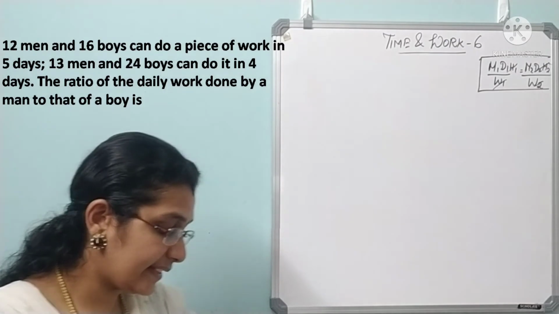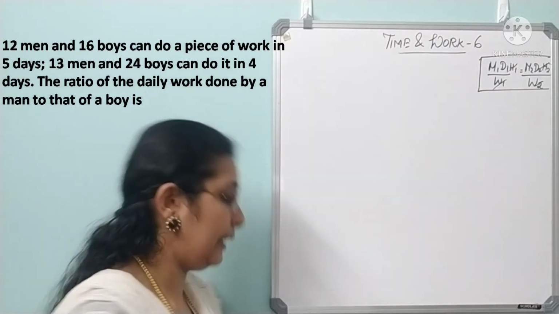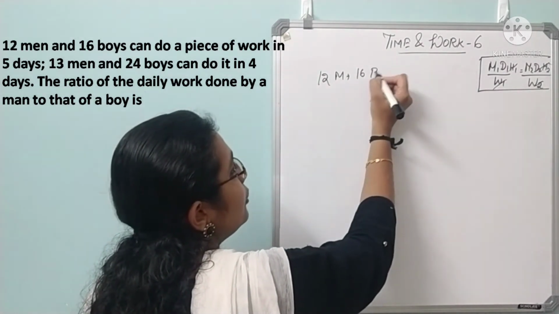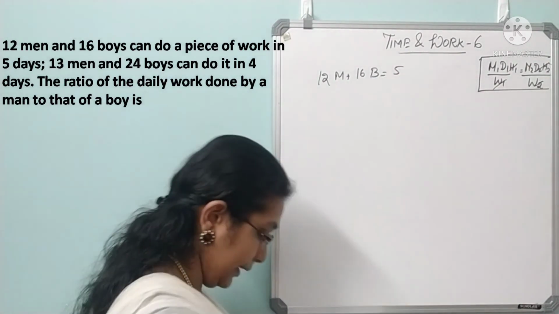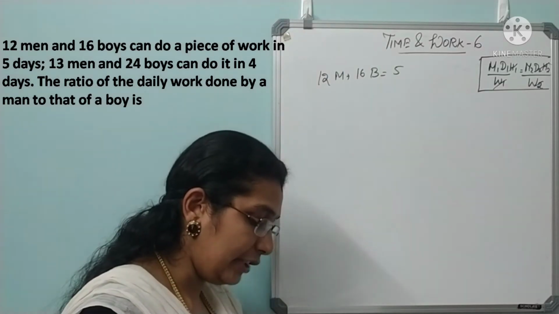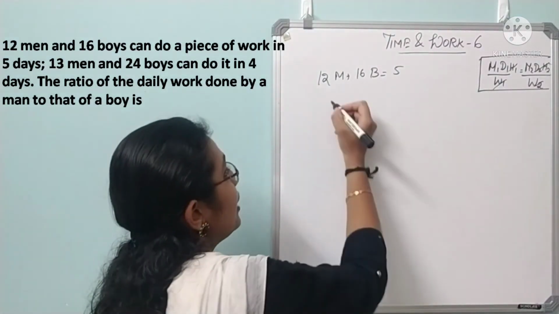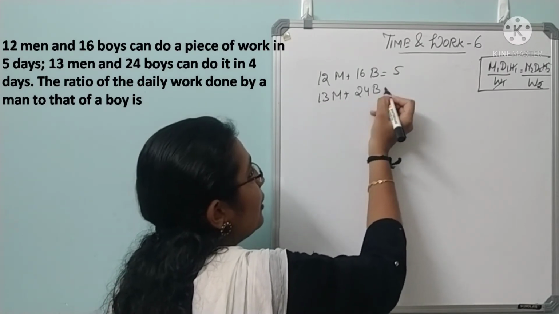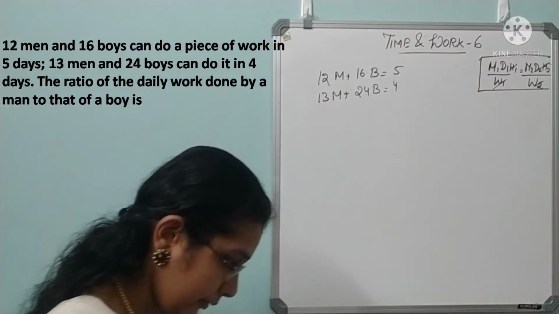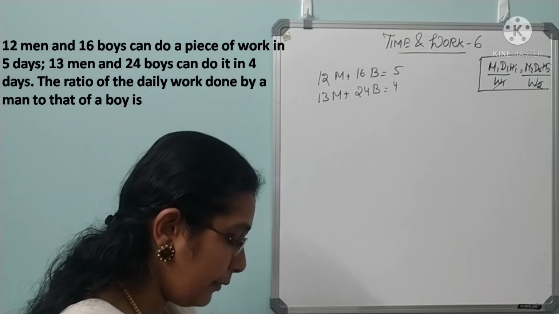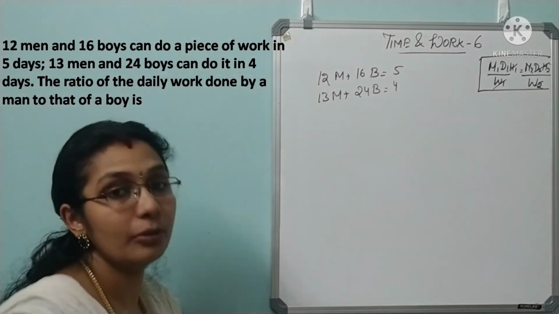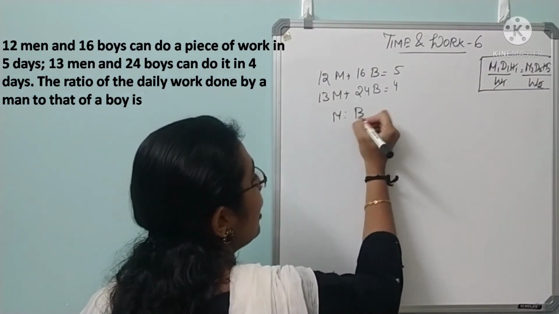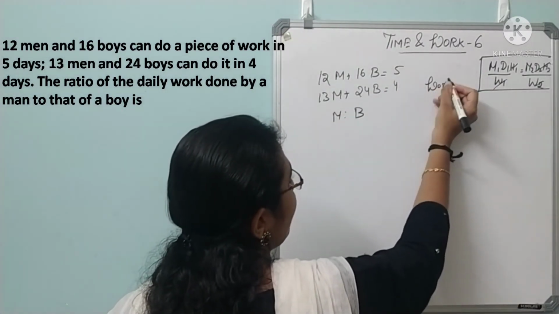If 12 men and 16 boys can do a piece of work in 5 days, and 13 men and 24 boys can do it in 4 days, then the ratio of daily work done by man to that of boy is. So, man is to boy work, okay? That is what we'll have to find.